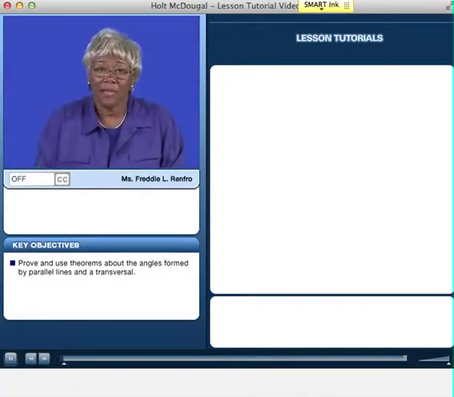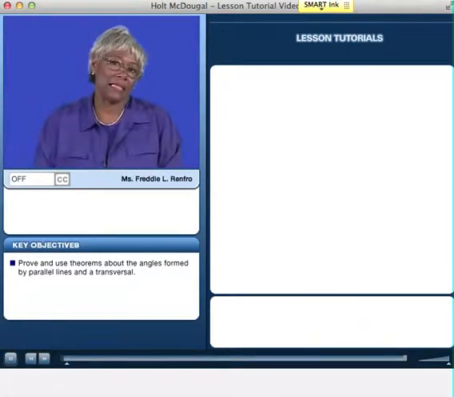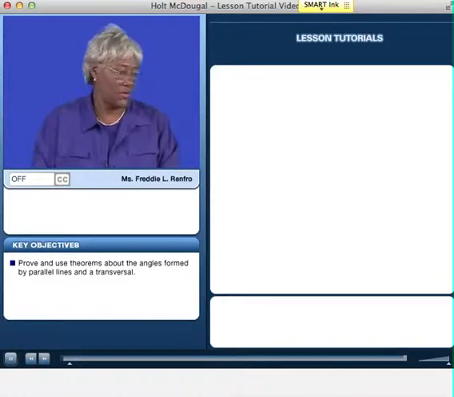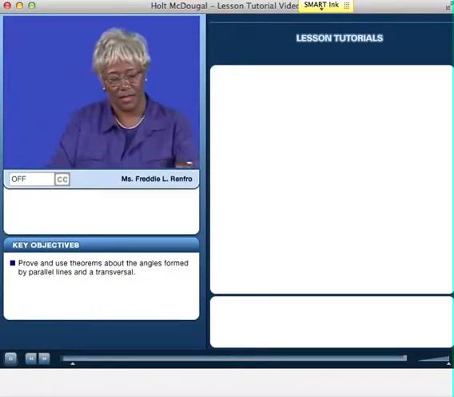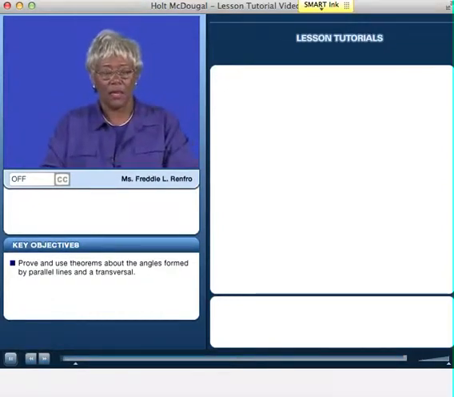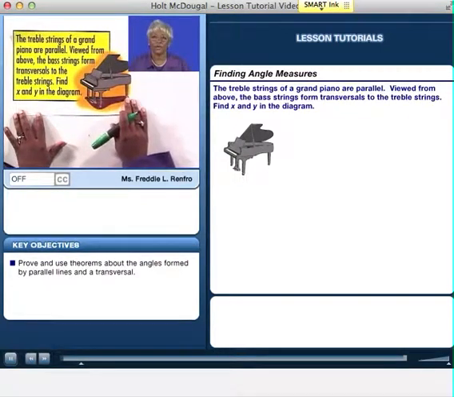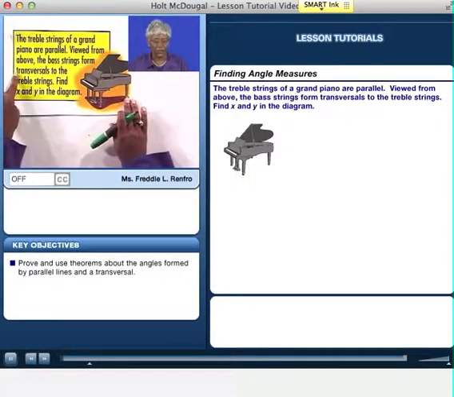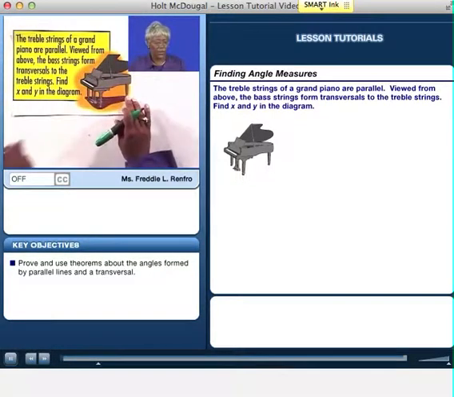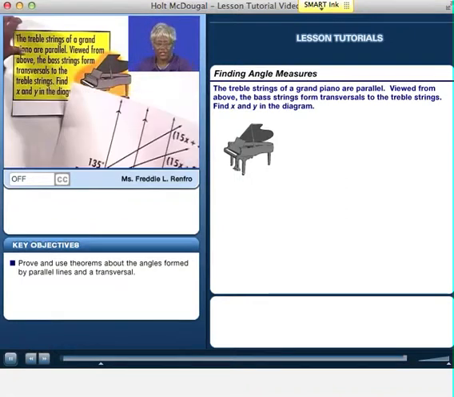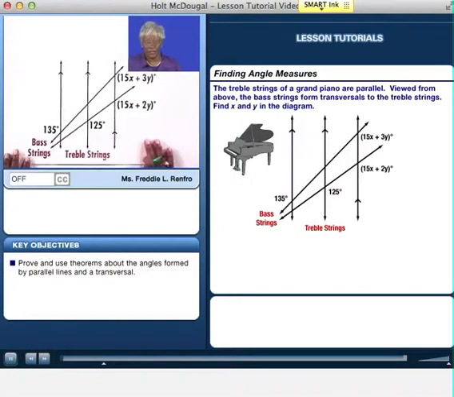Let's work with an application problem that contains angle measures. The treble strings of a grand piano are parallel. Viewed from above, the bass strings form transversals to the treble strings. Find x and y in the diagram. Well, let's look at this figure. It's a little more clear.